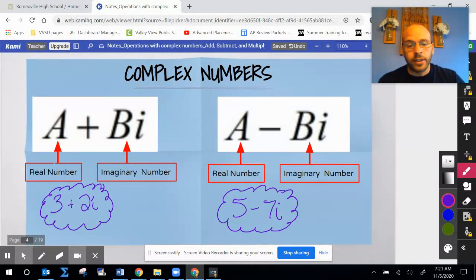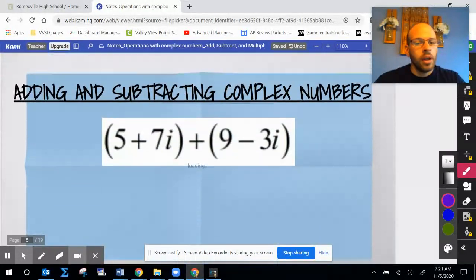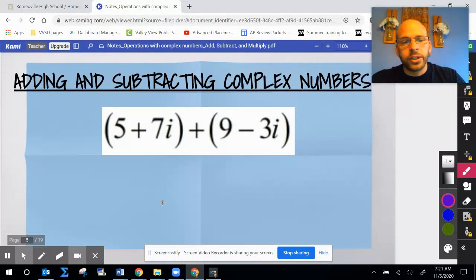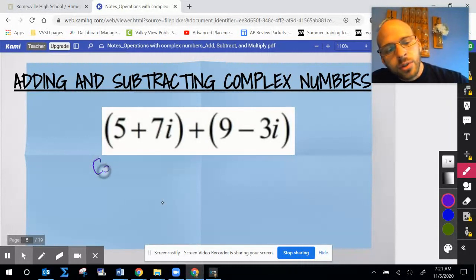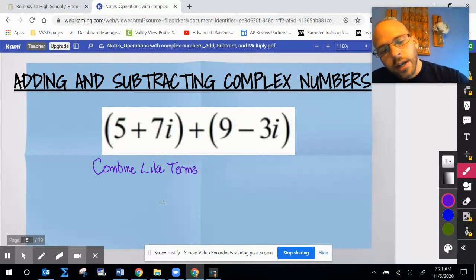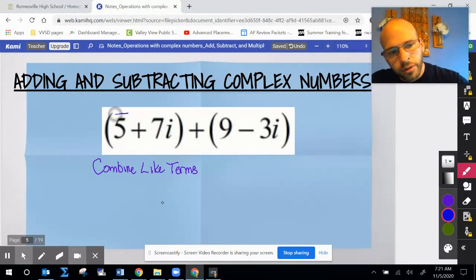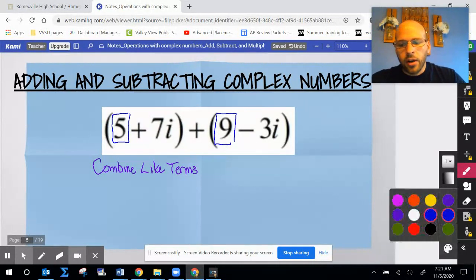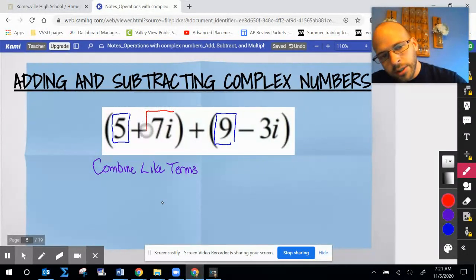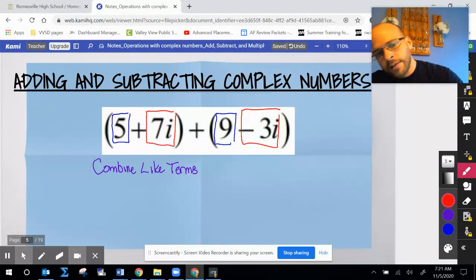So we're going to do a whole bunch of examples within this lesson that are going to add, subtract, and multiply these complex numbers together. So let's start with a little addition, right? When I add, I am just going to combine like terms, okay? So you can see I'm going to highlight the real numbers in blue here. I have a 5 and a 9. I'm going to circle the imaginary numbers. I have a 7i and a -3i. So what I want to do is add those together.